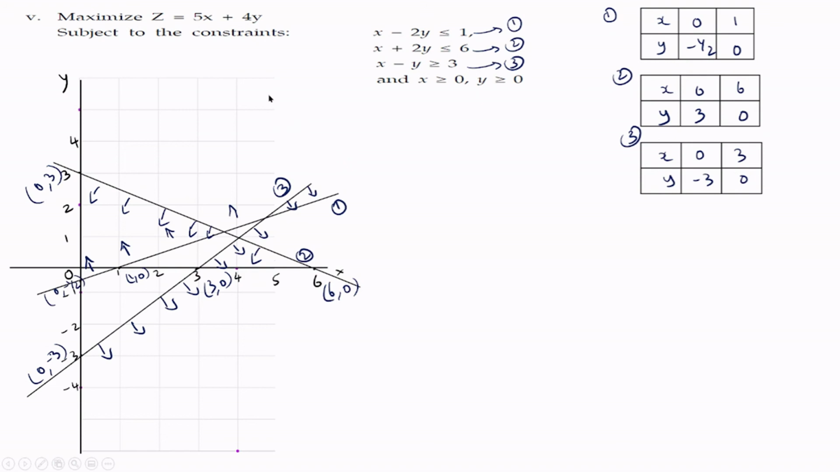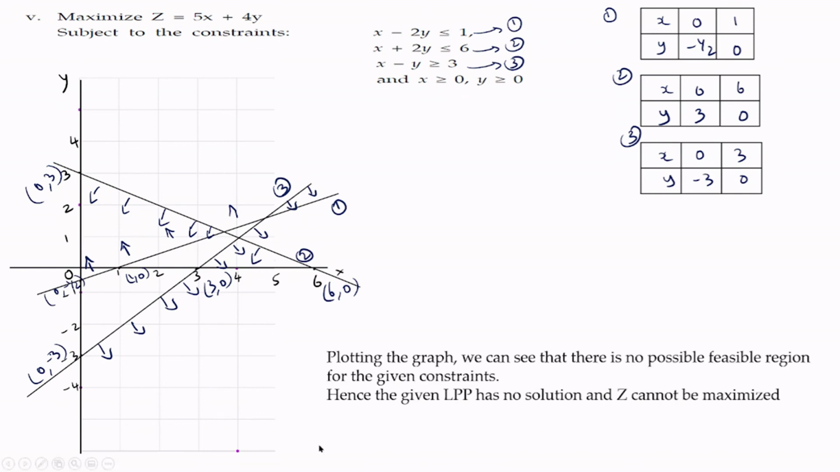So as a result, this linear programming problem does not have a solution. No values of x and y will satisfy all the constraints. So this problem does not have a feasible solution. On plotting the graph, we can see that there is no possible feasible region for the given constraints. Hence, the given LPP has no solution and Z cannot be maximized. So this is the result for the fifth linear programming problem.